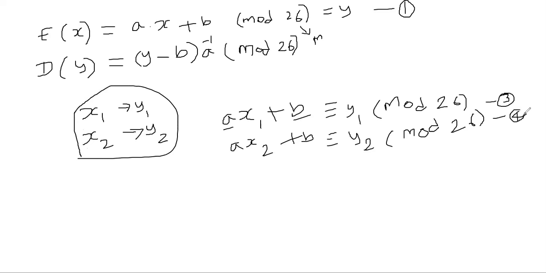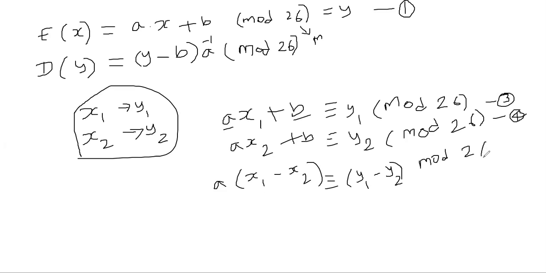If I just subtract 3 from 4 or 4 from 3, it doesn't matter. Let me do 3 minus 4. I'm going to get A times X1 minus X2 is congruent to Y1 minus Y2. I'm just applying the rules of modular arithmetic here, done in mod 26, or mod M more generally. So we know X1 minus X2, we know Y1 minus Y2. How do we get rid of those and find A? All we have to do is compute the inverse of X1 minus X2.